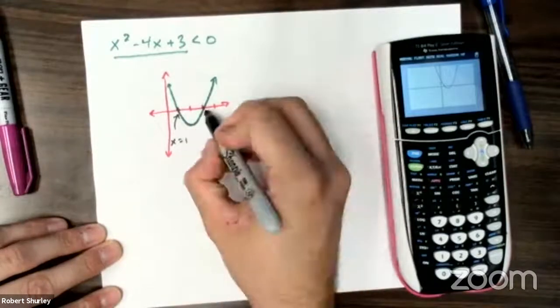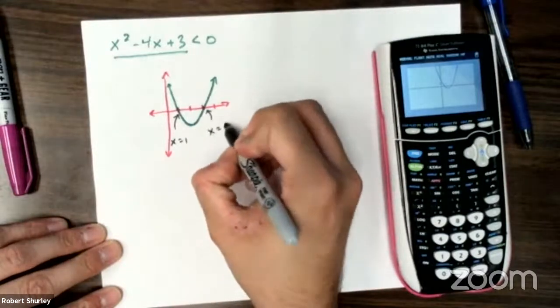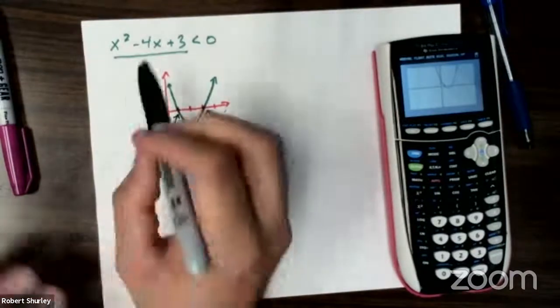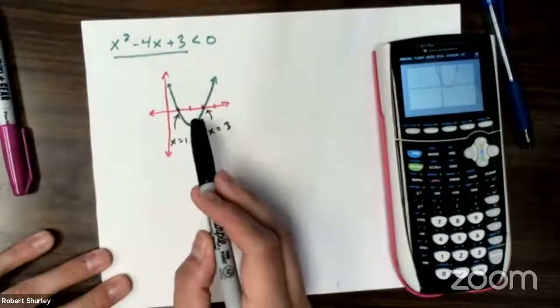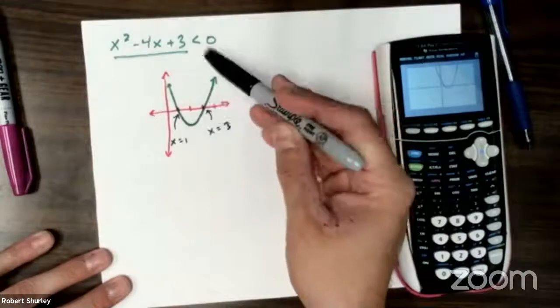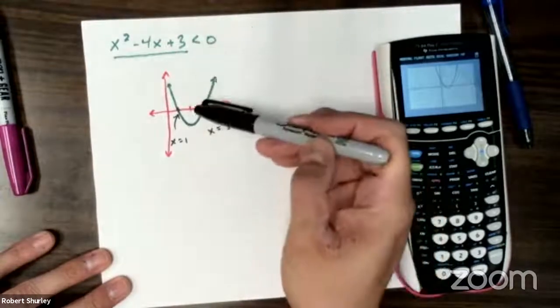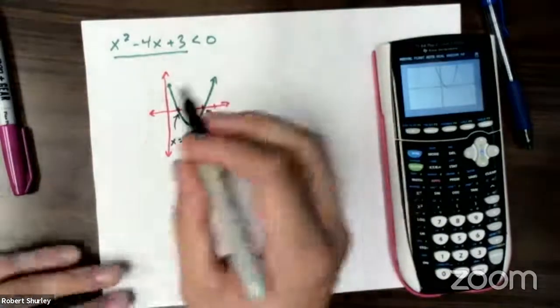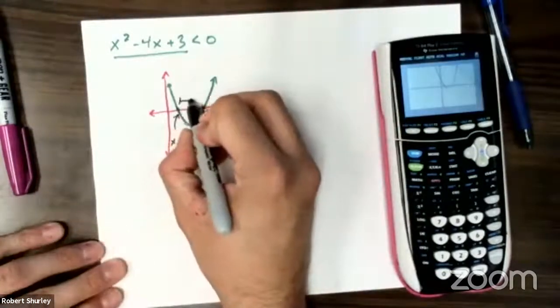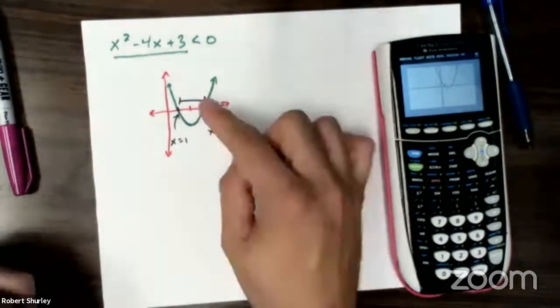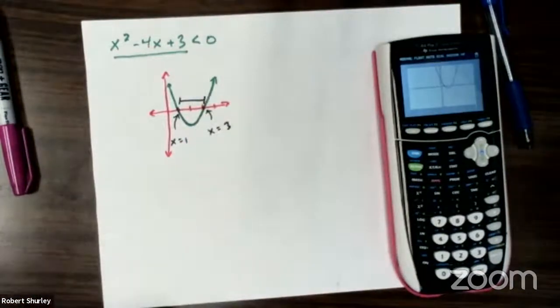X equals 1 and x equals 3. And so now we have to think, is this question asking for under the x-axis or above the x-axis? And we've got a less than. Now, less than means below the x-axis. So that means it's the interval in between those two boundary points because it's below the x-axis.